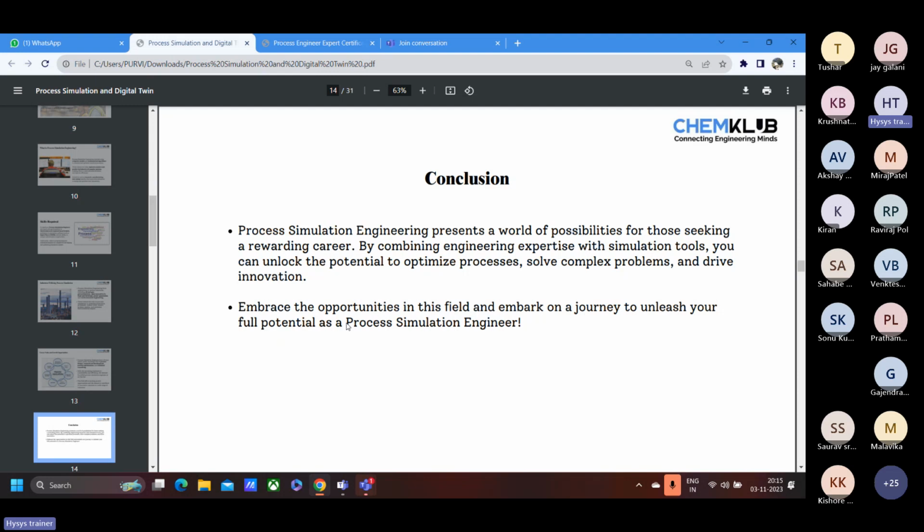Before simulating, you should know how the plant works. Basic plant knowledge is very much necessary in order to be a high performing process simulation engineer, because unless you have seen the plant, how will you simulate it, right? That is the basic engineering expertise. Along with your simulation tools knowledge, it can unlock the potential to optimize your process, solve the complex problems that a plant is having, and also drive innovation. So I think you should also embark on this journey of utilizing the full potential as a process simulation engineer.